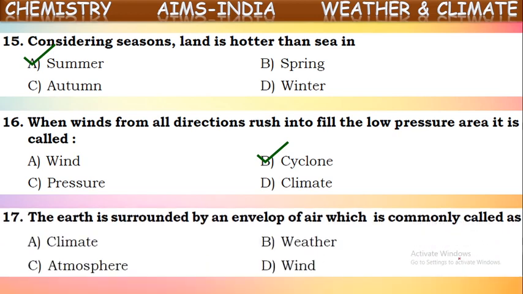Next one. The earth is surrounded by an envelope of air which is commonly called. Yes, earth is surrounded by a thick layer of air in all the directions. So that envelope of air which is surrounding this earth is called atmosphere. It is having different layers again. So it is totally called atmosphere. This layer of air is called atmosphere.